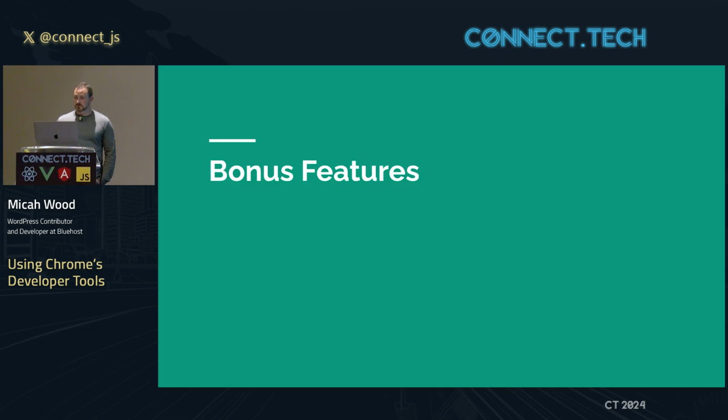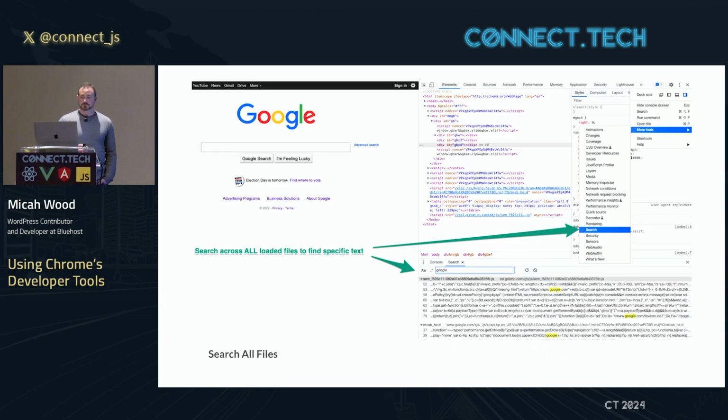Then we have some bonus features. Let's say you have this application and you're trying to find a particular thing, but you have no idea what file or where it is. You can go to More Tools, go to Search, and type it in. It searches all the files that have been loaded in the browser, whether that's JavaScript or CSS or HTML or whatever else you're running. It'll find it, and show it all in this one panel. This is great for finding a particular string somewhere in many, many files.